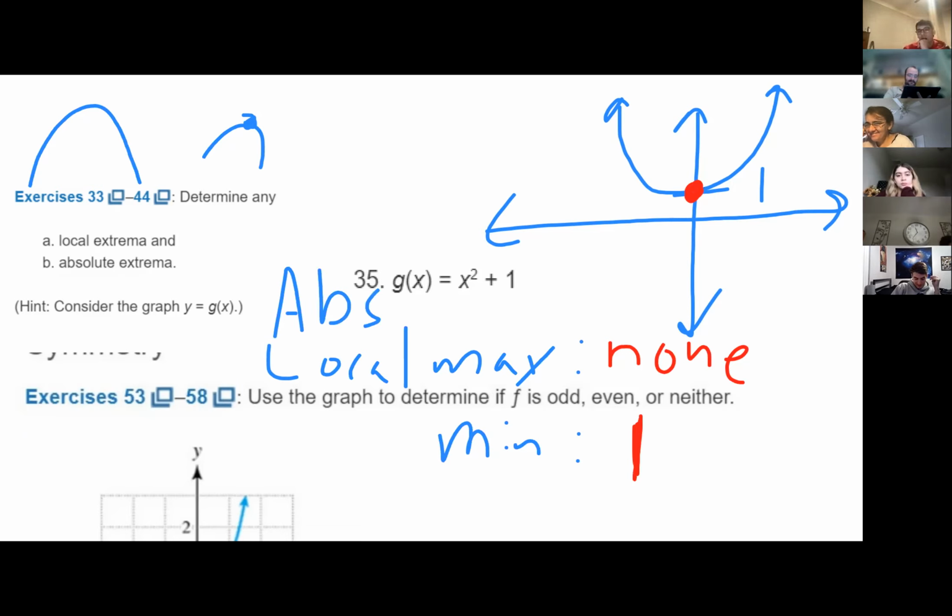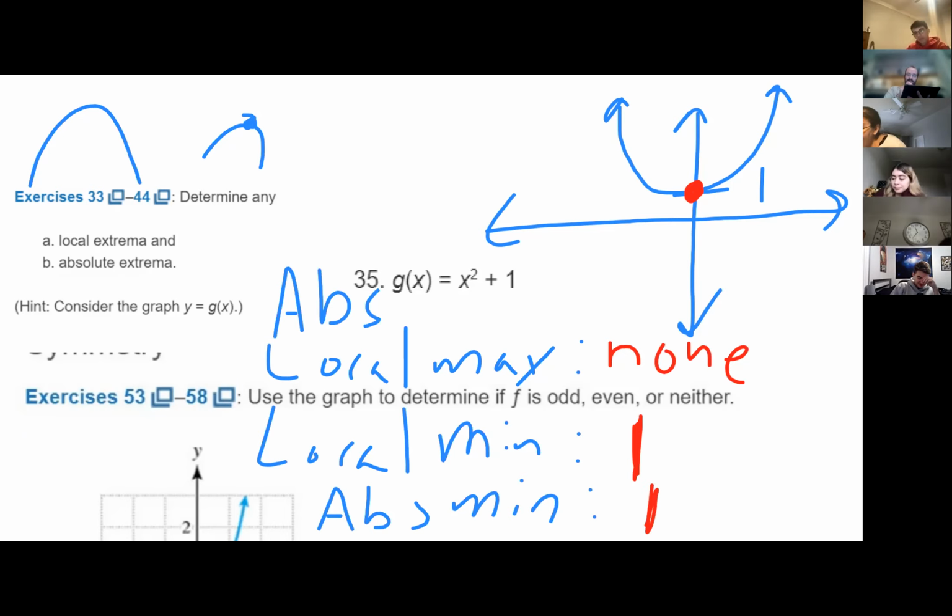Okay, what about absolute min? Is there an absolute min? Either, no. No. One. Okay, 1. 1, right? So if we look at this, does it go below that y equals 1? What is the lowest point on this graph? It should be that y equals 1.